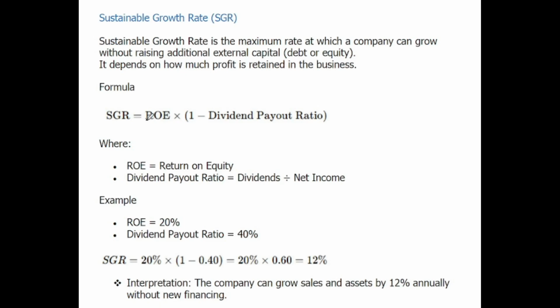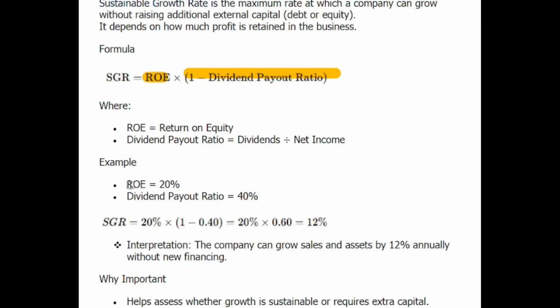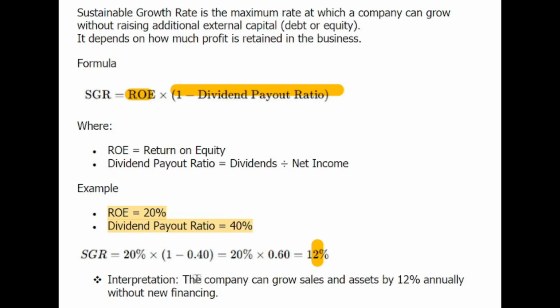So the formula for SGR is return on equity times 1 minus the dividend payout ratio. This 1 minus the dividend payout ratio is the dividend retention ratio. Just look at this case. The return on equity is 20% and the dividend payout ratio is 40%. So the SGR, or sustainable growth rate, is 20% times (1 minus 40%), that means 20% times 60%, that means 12%. So what it measures is that this company can grow its sales and assets by 12% without adding new financing.